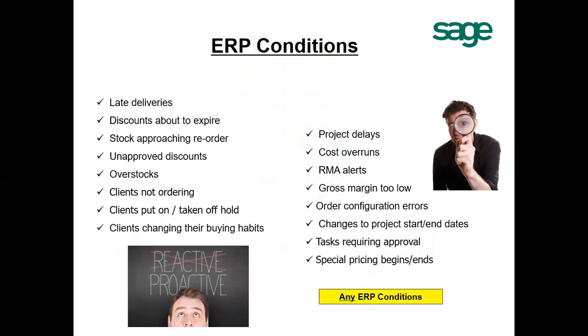Any business conditions that are important to you: overdue invoices, low stock, purchase orders awaiting approval, gross margin profit percentage too low. Out of the box, Alerts and Workflow ships with roughly 85 pre-configured business conditions for Sage 100. You can use those, you can customize them, and you can create an unlimited number of additional events, as they're called, of your own.